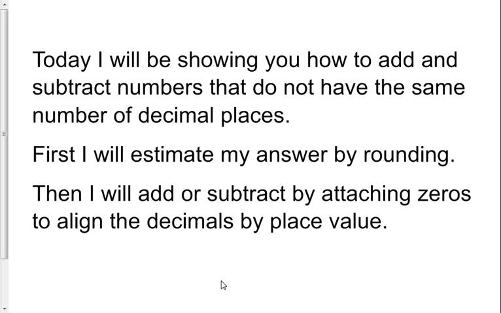So today I will be showing you how to add and subtract numbers that don't have the same number of decimal places. I like to estimate my answer first by rounding, and this is a good habit to get into for any computation you do. Then I will add or subtract, and when I do, I'm going to attach zeros so that I have the same number of places after the decimal. So sometimes it helps to add zeros to my number so that my decimal places are easy to line up.